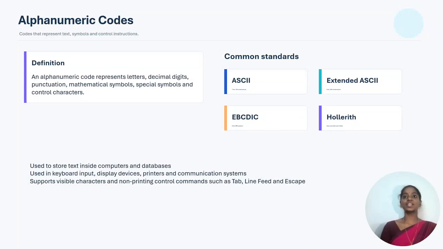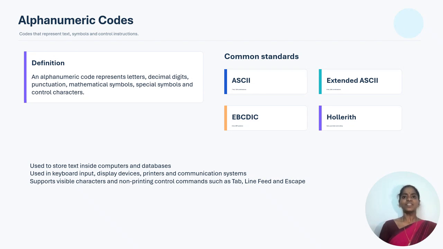Alphanumeric code is a binary code used to represent alphabetic characters such as A to Z, decimal digits 0 to 9, punctuation marks, etc. In simple terms, alphanumeric codes allow a digital system to represent and process textual information using combinations of zeros and ones. Examples of alphanumeric codes are ASCII and extended ASCII. Alphanumeric codes are used in representing text inside computers.